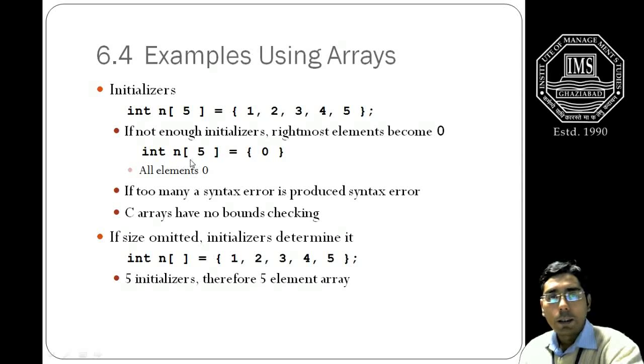One more thing, the size of the array is within the square braces and the values of the array are within the curly braces, right? If size is omitted, initializers determine it. For example, int n[], and within the square braces there is no number, there is no integer value, there is no size. Why? Because here we have initialized 1, 2, 3, 4 and 5, 5 different values to this particular array. So this will automatically make the size of array n as 5.